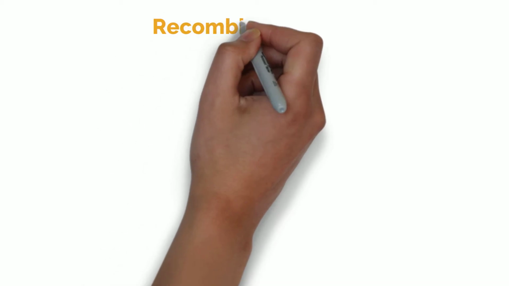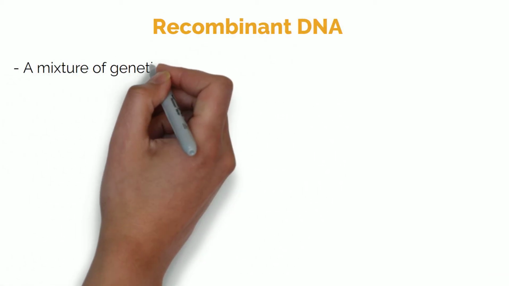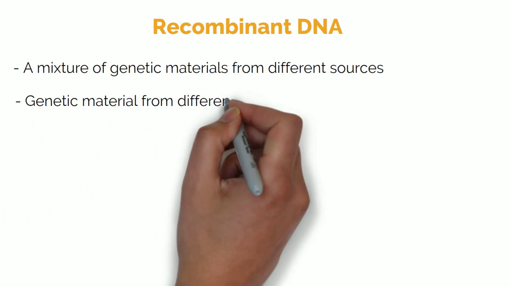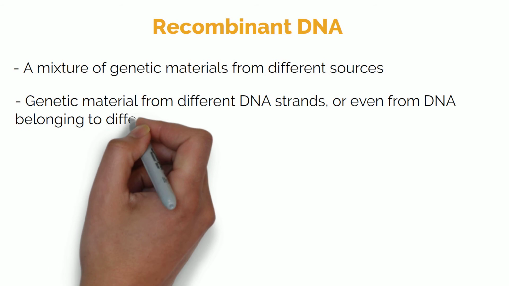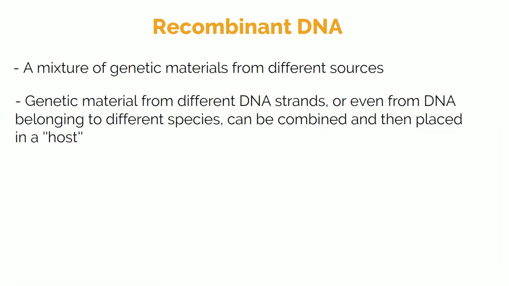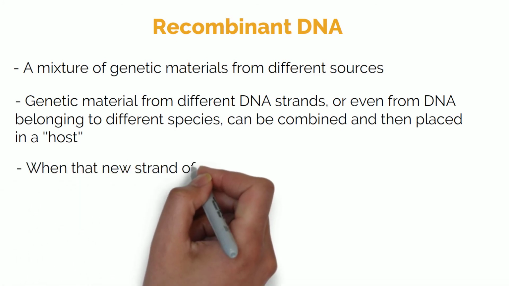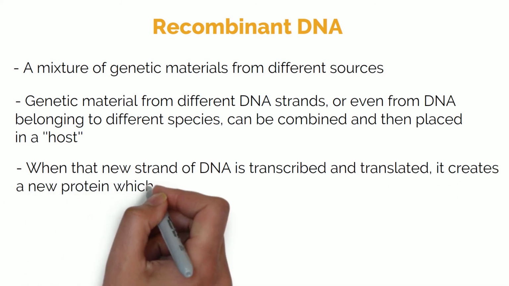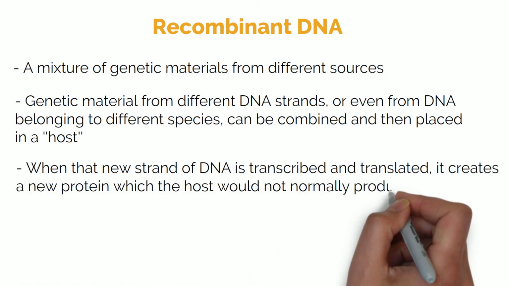Recombinant DNA is a mixture of genetic materials from different sources. This way, you can use the genetic material from different DNA strands or even from DNA belonging to different species, and then you combine them. This recombinant DNA is then placed in a host, so when that new strand of DNA is transcribed and translated, it creates a new protein which the host would not normally produce.